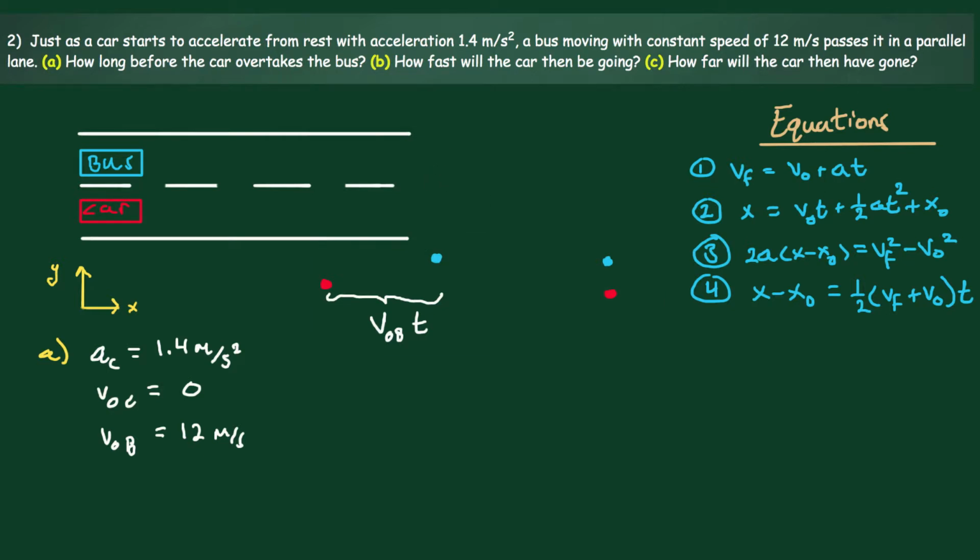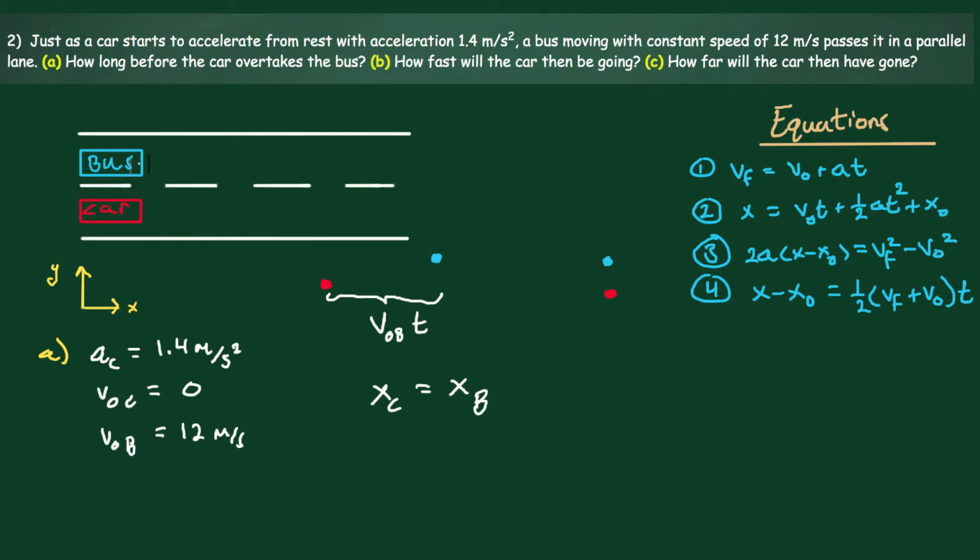So the way we can represent this is by saying that x of the car is going to be equal to x of the bus after a certain time has passed, okay? Now, the car is moving with constant acceleration, which means that the equation for x of the car has to be of the form of equation number 2.